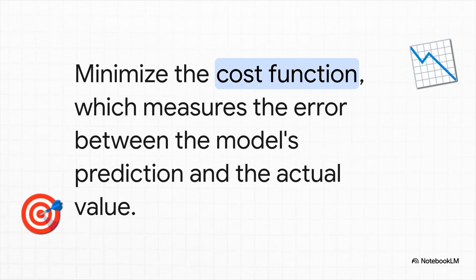Okay, so every model starts out by just making a guess. And to figure out if that guess is any good, it calculates something called a cost function. You can just think of it as a score for how wrong it was. A really high cost means a terrible guess. A low cost means it's getting warm. So the entire goal of learning becomes super simple: get that cost, that error score, as close to zero as you possibly can.